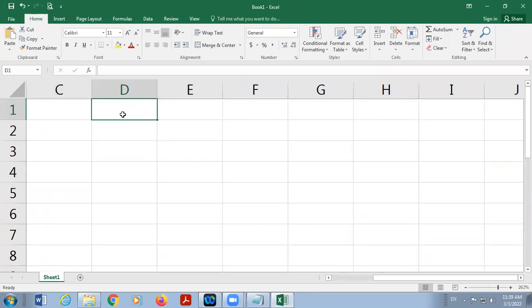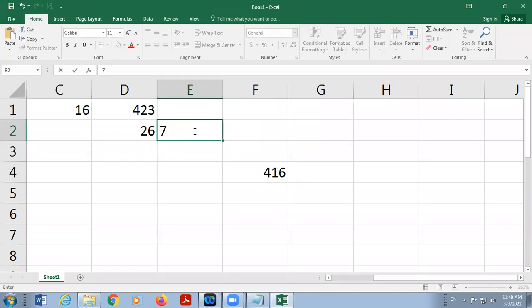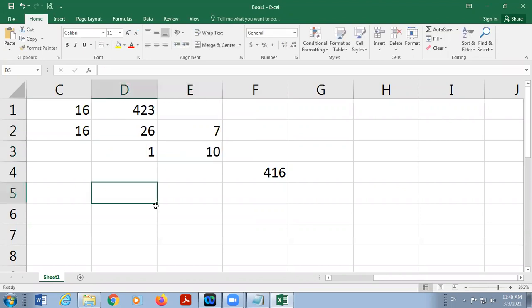So here the number is 423. Because we want to convert this number into hexadecimal, its base is 16. 26 into 16 is 416. So the remaining value will be 7. Next, we again divide by 16. So here is 16, 1 into 16. So the remaining value is 10. So the values will be 1, 10, and 7. Because 10 we represent as A. Okay, so it will be 1, A, 7. This is the answer.